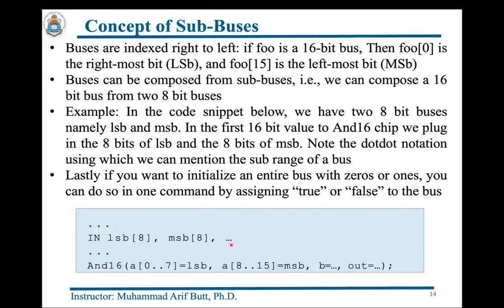And in this code snippet over here, we have two 8-bit buses, namely LSB and MSB. And in the first 16-bit value to this gate AND16, we plug in the 8 bits of LSB and the 8 bits of MSB. And note this dot dot notation, using which we can mention the sub-range of a bus. Lastly, if you want to initialize an entire bus with zeros or ones, you can do so in one command by assigning true or false to the bus.